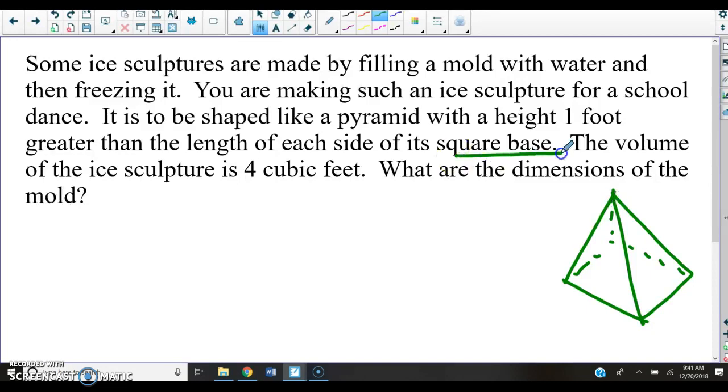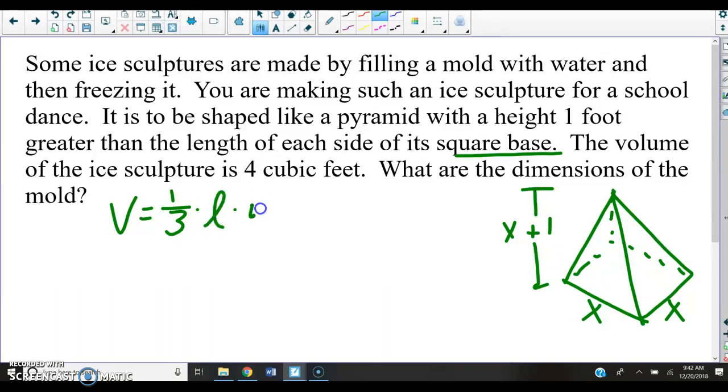The base is a square, so these are both the same. And the height is 1 foot more than the length of each side of your square base. So the height is whatever the base side is, the side of the base is x, you add 1. Okay, so to find the volume of a pyramid, remember it's not just length times width times height. It's a pyramid. You got to do 1/3 length times width times height.